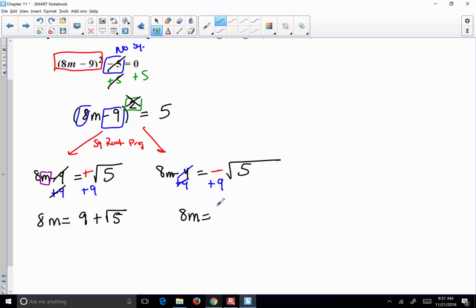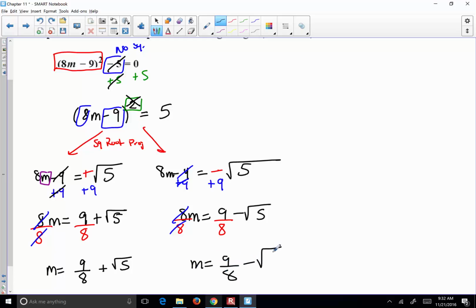8m is this time positive 9. Take away root 5. Okay? Is m completely alone? Not yet. You need to get rid of this 8 by dividing both sides by 8. Oh, I missed this one. Can I divide 9 by 8? No, they don't cancel. So here is our result then. Am I right? 9/8 root 5, or 9/8 minus root 5.